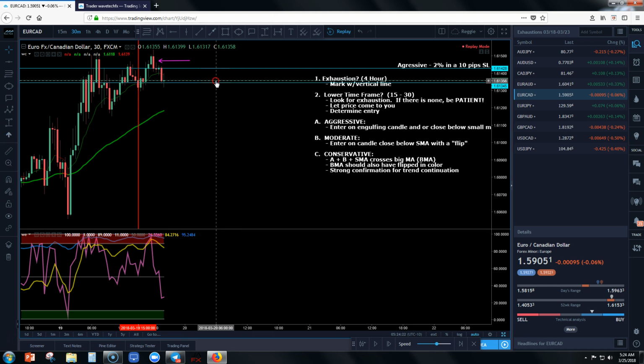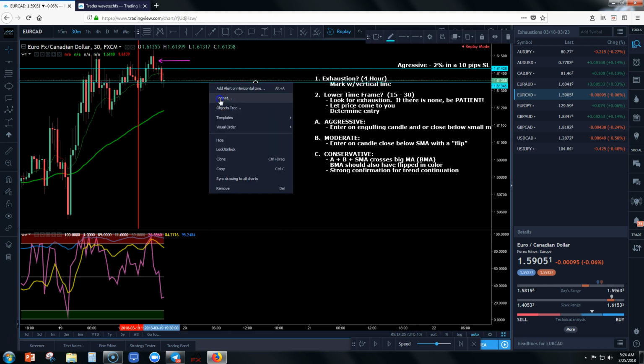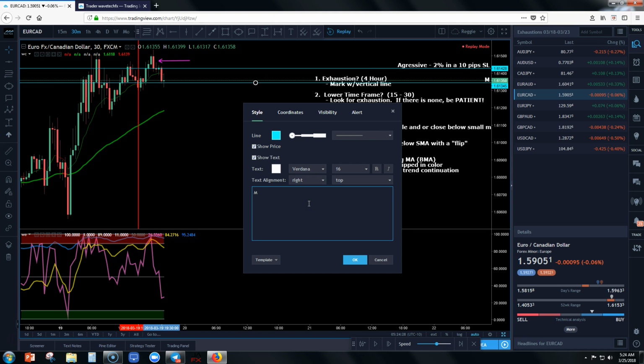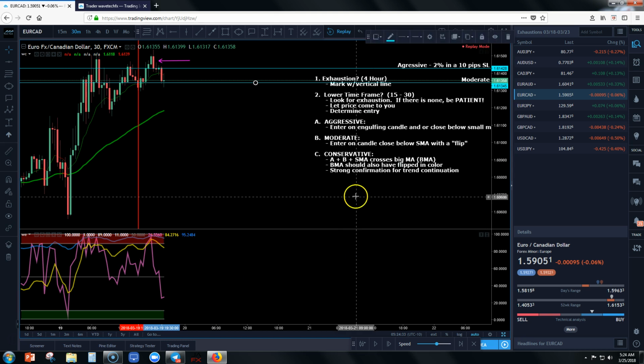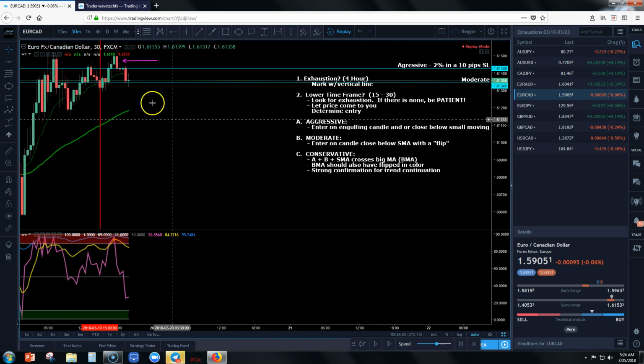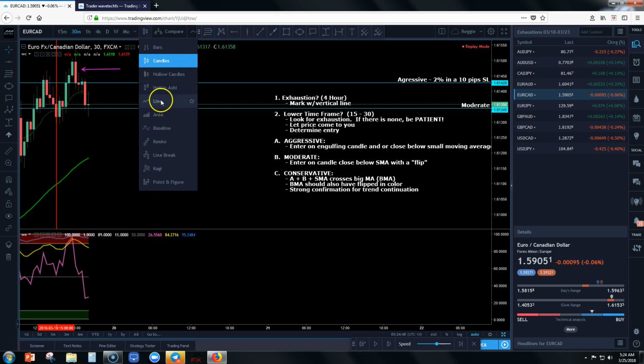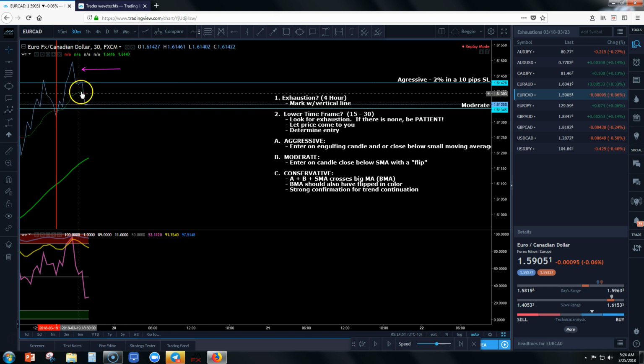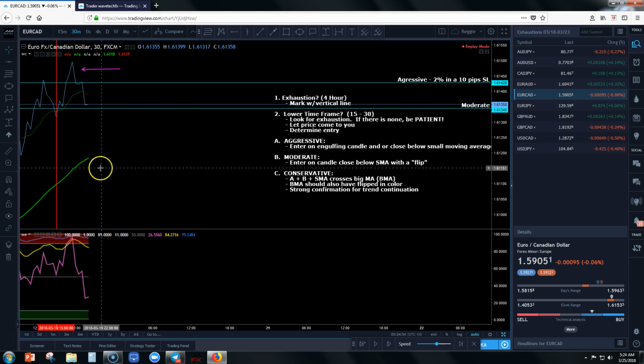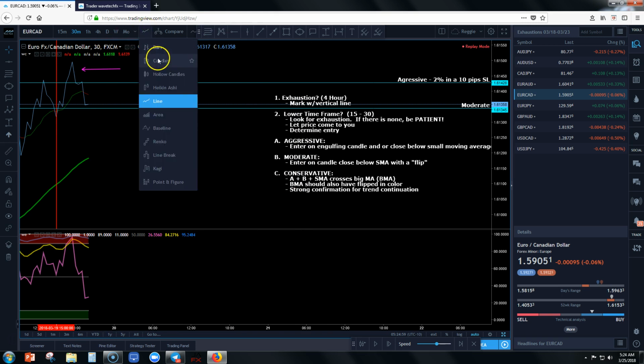And let me just format this real quick. And this is going to be the moderate, which is my favorite way of entering. So you can see once it closed below, about 8 out of 10 times that SMA, smaller moving average, is going to flip red. Let me go in and show you a better picture. There you go. You can see it flipped from green to red. Okay, giving you confirmation to enter the trade. Flip this back to candles.